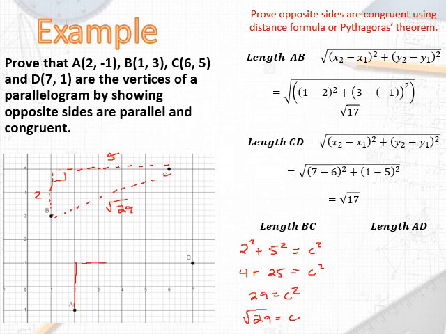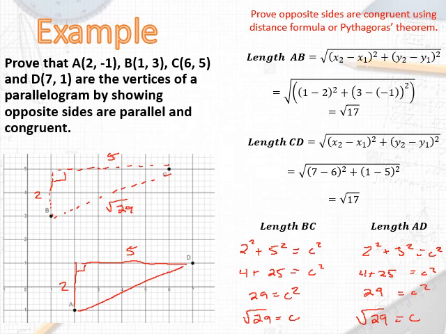All right, so there's my right angle triangle, side length 5, side length 2. So I mean, we're going to get the same answer here. We're going to get 2 squared plus 5 squared, which is 4 plus 25, which is 29. And this is all equal to that c squared. So we're going to get root 29 is c. So another pair of matching sides. And we can say opposite sides are congruent, therefore this is a parallelogram.